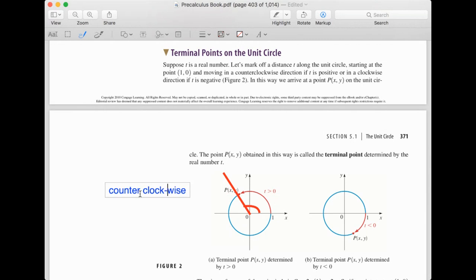Counterclockwise. Counterclockwise means positive angle. Okay, so the angle is positive. Counterclockwise. And I can keep going, right? I can keep going. Then I have another one.